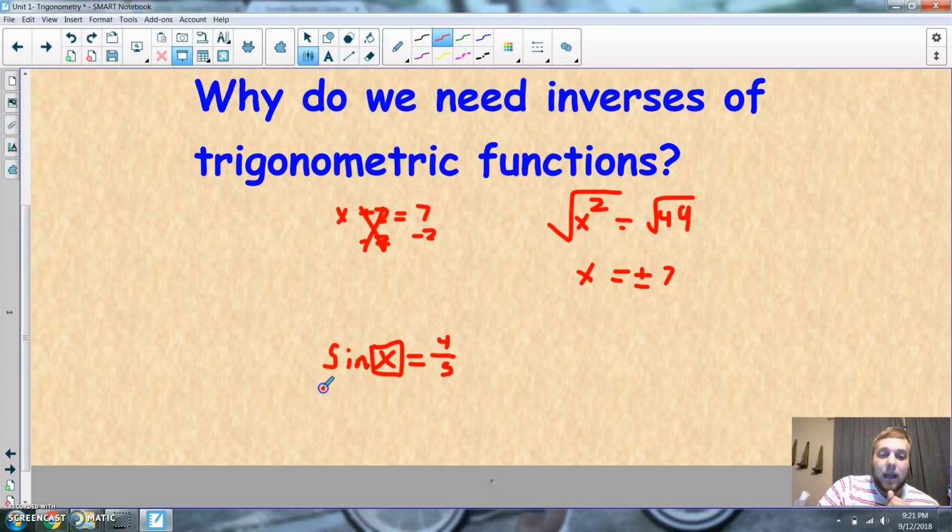How do I cancel sine? It's called sine inverse. Do a sine inverse of both sides. I'm going to do a sine inverse on this side as well. These will cancel because sine and sine inverse cancel. I'm left with x equals the sine inverse, and we write that as sine^-1 of 4/5.